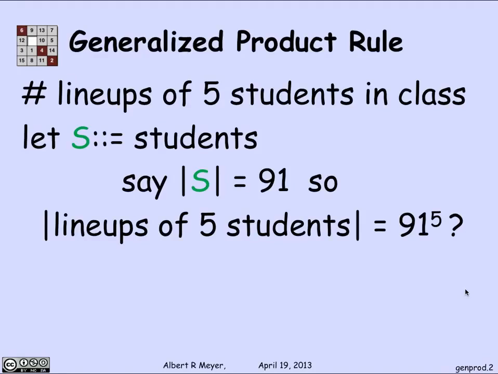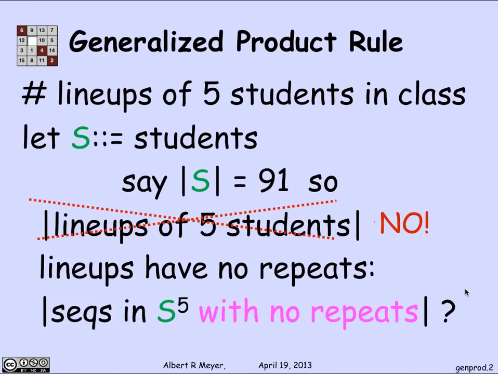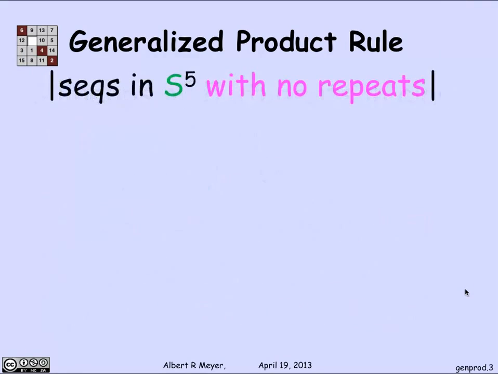And that would be correct if the same student could appear twice in line, but that, of course, is impossible with real students. So the lineups have no repeats, and what we're really counting is the number of those sequences of length 5 of students with no repeats. And the generalized product rule tells you quite straightforwardly how to count those.